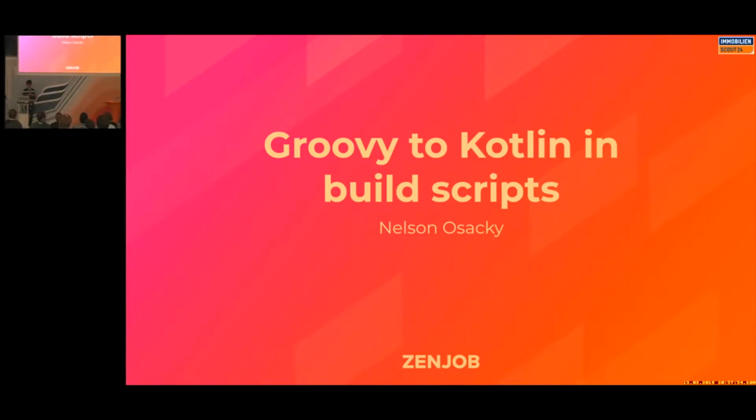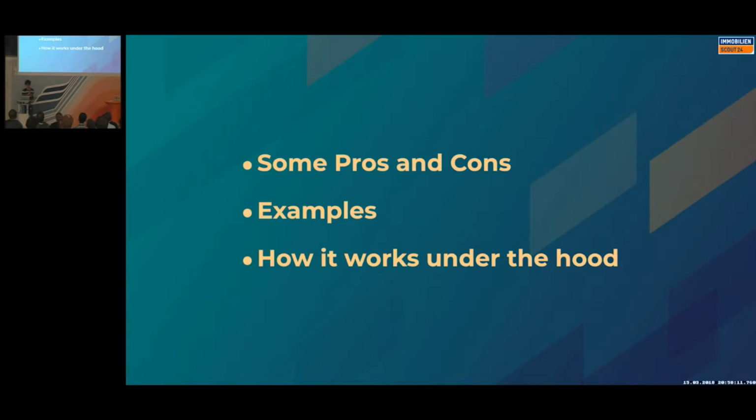I've been using Kotlin for about 2 years now. I started working with Kotlin at my previous company, and we've been migrating some of our code to Kotlin at ZenJob, and our code base is now about 30% Kotlin. So anyways, this talk is going to be about some pros of migrating your build script as well as the cons. I'm going to go through some specific examples of migrations, and I'll talk also a little bit about how it works under the hood.